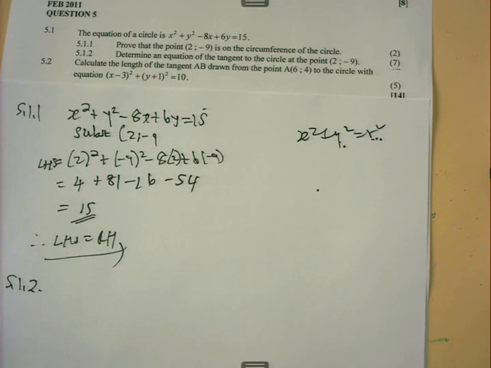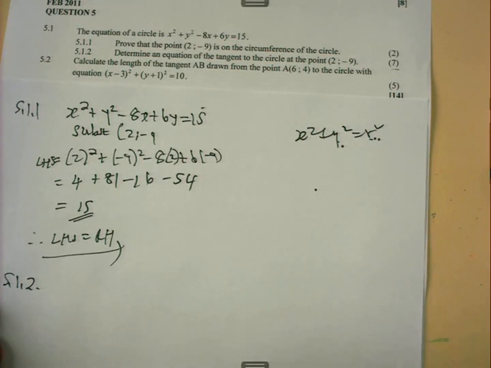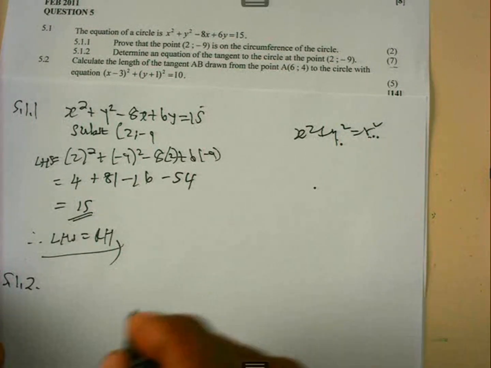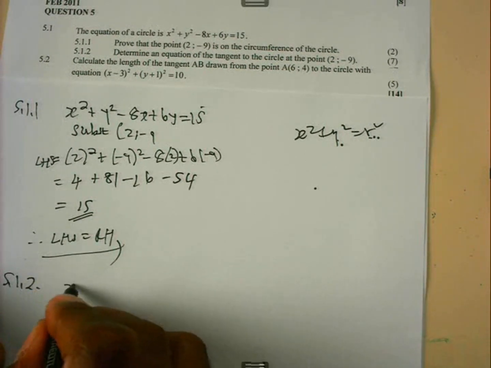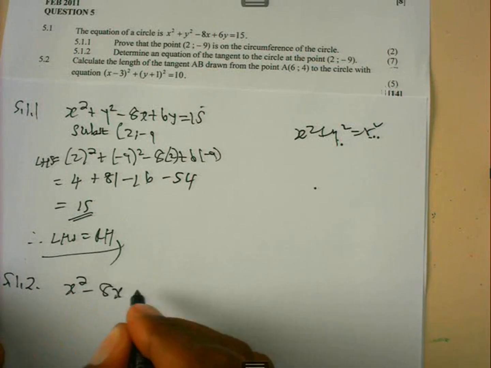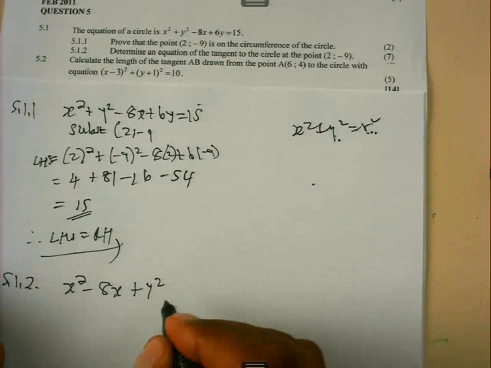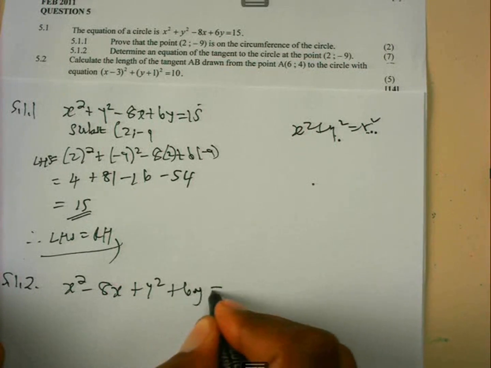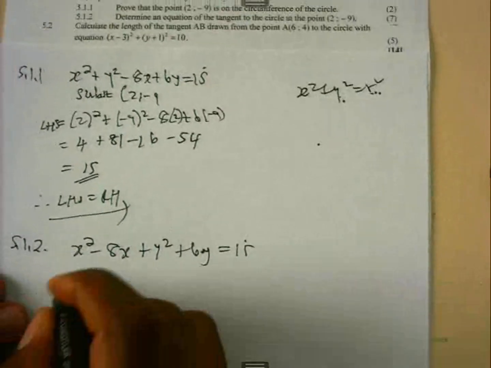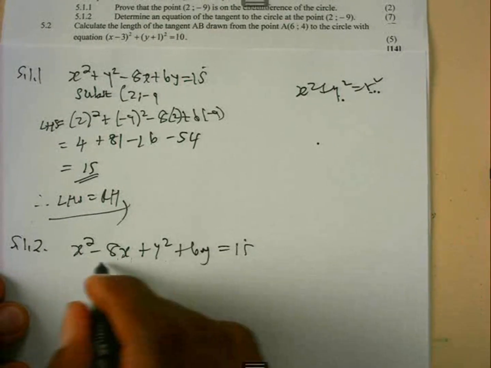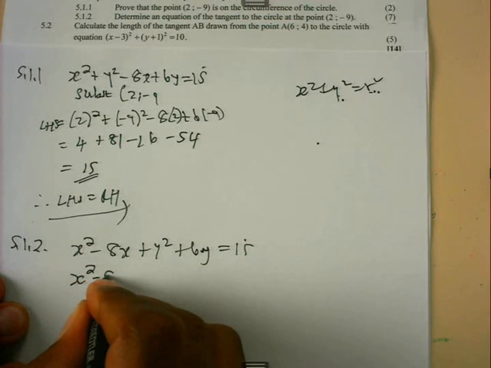Immediately when you talk of a straight line, you remember the gradient and a point on that line. Of course, we have a point. The only thing that we need to determine now is the gradient. What do you know? Another thing about a tangent is that it is perpendicular to the radius. It's very, very important. It means we need to have the center first. Then we have x squared minus 8x, then plus y squared plus 6y equals 15. Remember, if you want to have the center, you need to complete the square here to have x squared minus 8x.